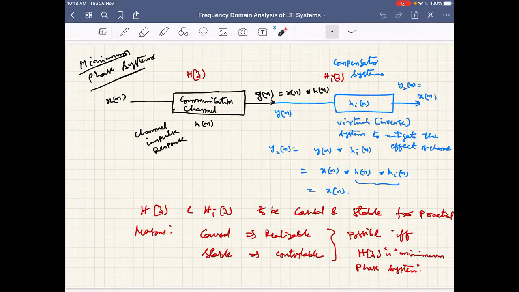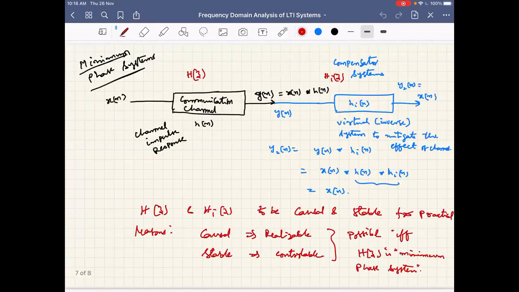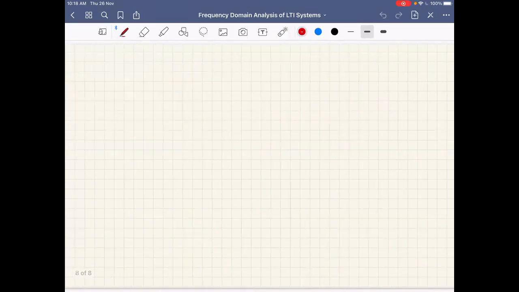We will now see a few more examples for inverse systems, and also a general discussion on inverse systems and minimum phase systems. We will also introduce another class of systems called all pass systems in this video lecture. So a general H of z, or a general system, can be represented in terms of the poles and zeros.